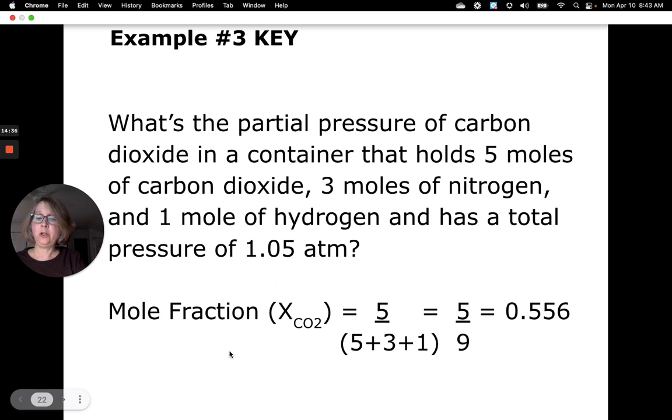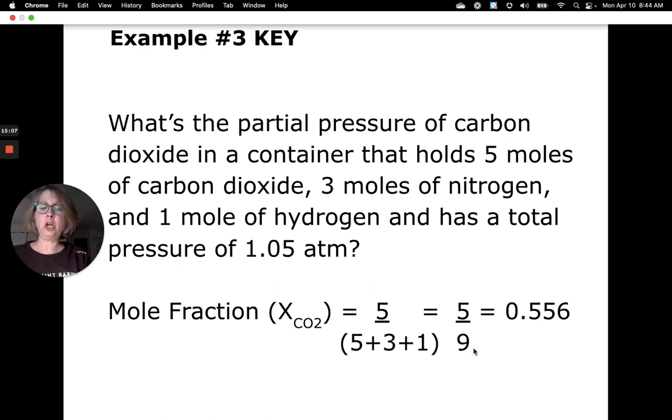So how do you do the mole fraction for the carbon dioxide? So 5 is the moles of carbon dioxide, and the total moles in the container is 5 plus 3 plus 1, or 9. So 5/9 of the pressure is due to the carbon dioxide, or 5/9 of the gas is the carbon dioxide. 5/9 is the decimal 0.556. Use 3 significant figures. You can just also use the fraction itself.